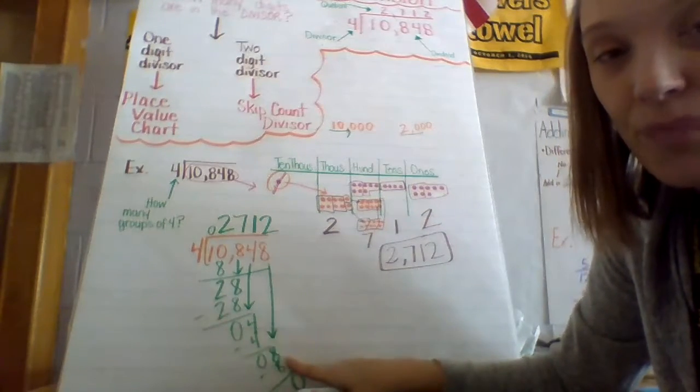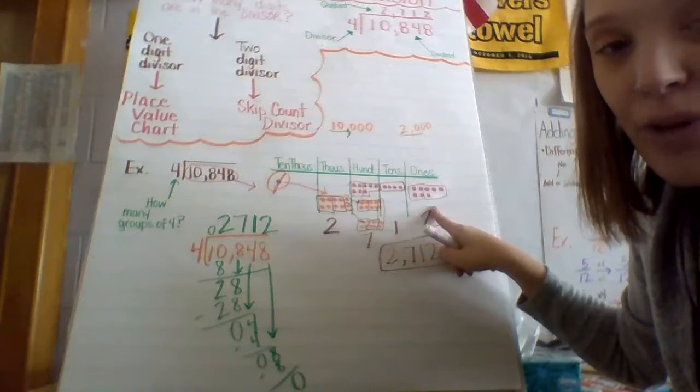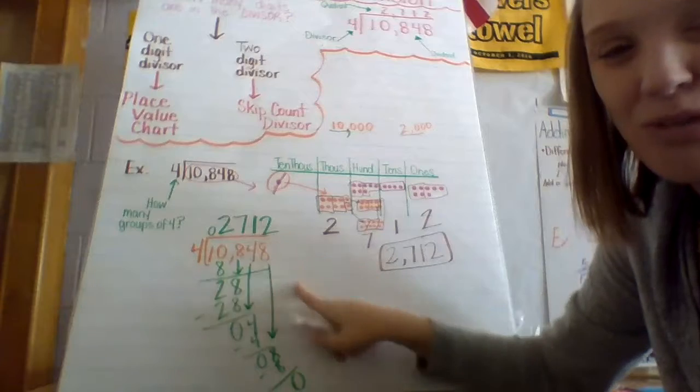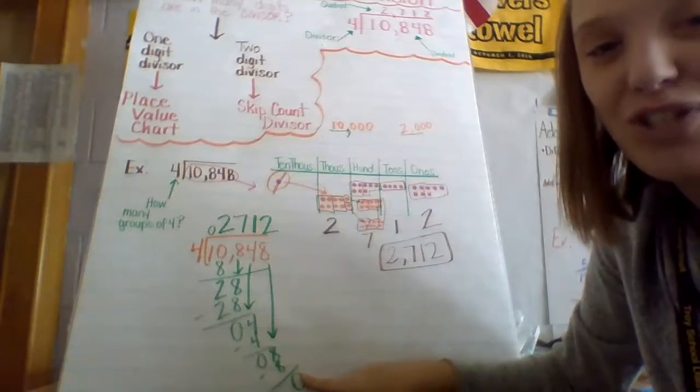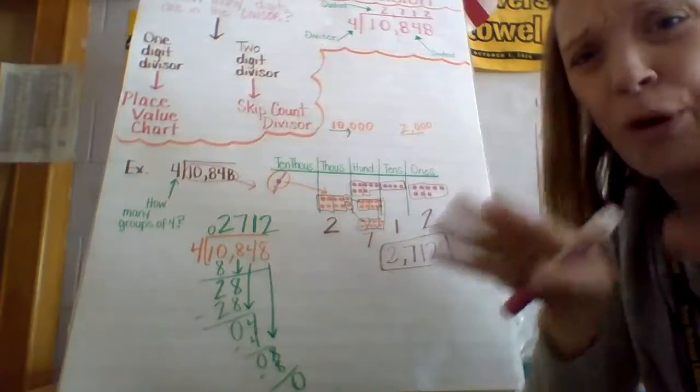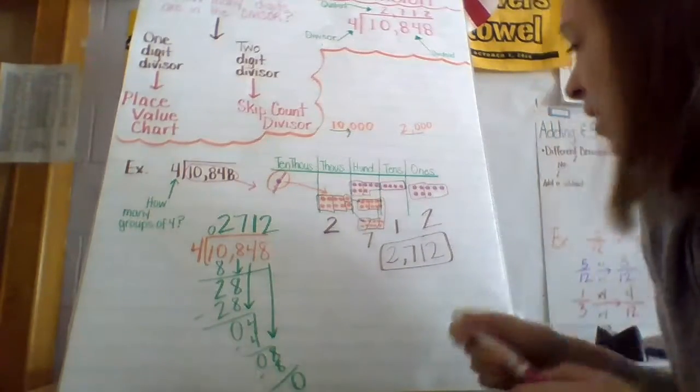You brought down the 8. We had 8 here. How many groups could we make? We made 2 groups of 4 because 2 times 4 is 8. We have 0 left over. There was 0 left over here as well. So they go perfectly hand in hand, okay?